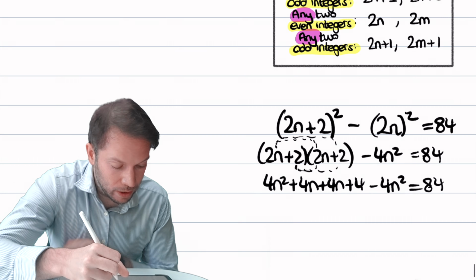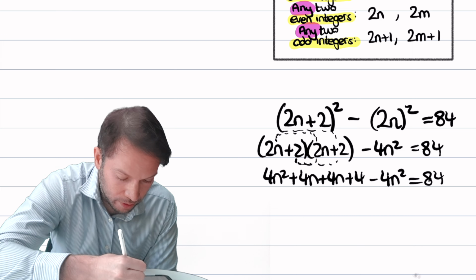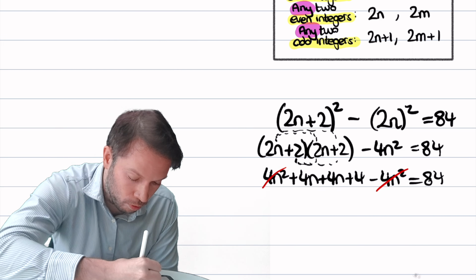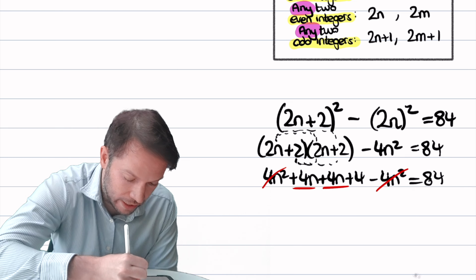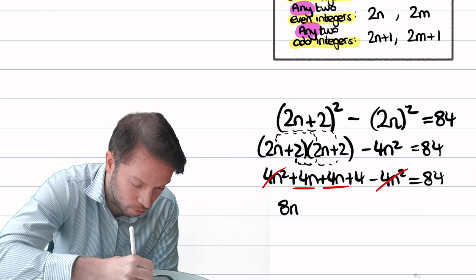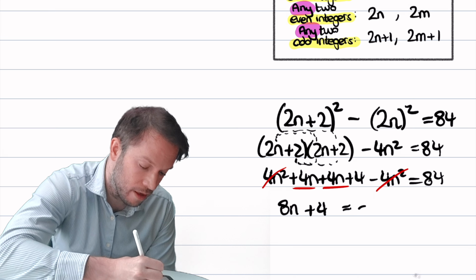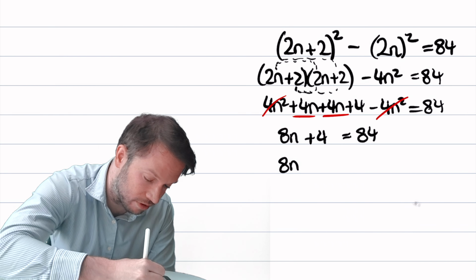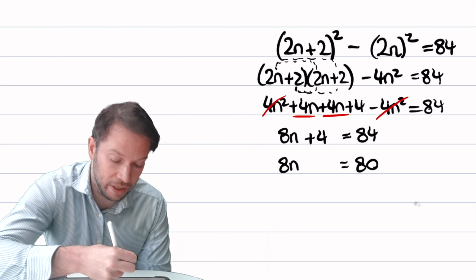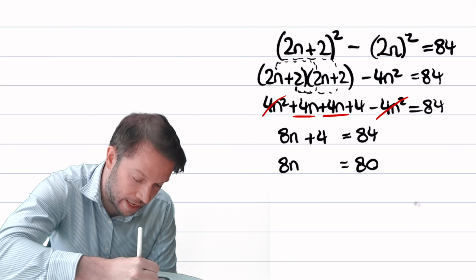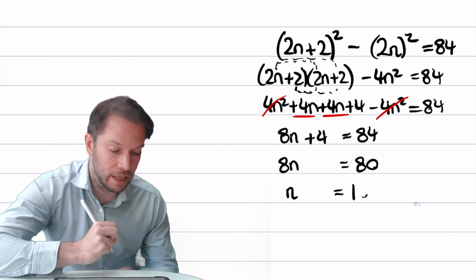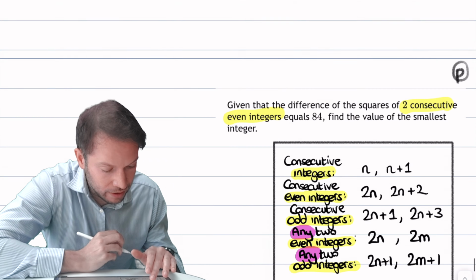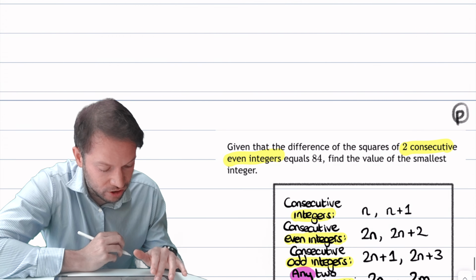Well, let's tidy up. We've got 4n squared minus 4n squared, which cancels. We've got 4 lots of n plus 4 lots of n, which is 8 lots of n, plus 4 is equal to 84. We could subtract 4 from both sides to get 8n is equal to 80. And then we can divide both sides by 8 to get n is equal to 10. Now, this might not be the final answer. It doesn't say what's the value of n. It says find the value of the smallest integer.